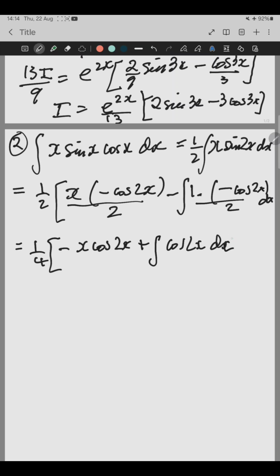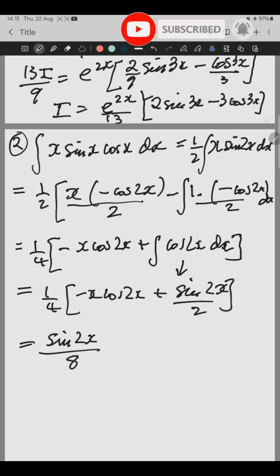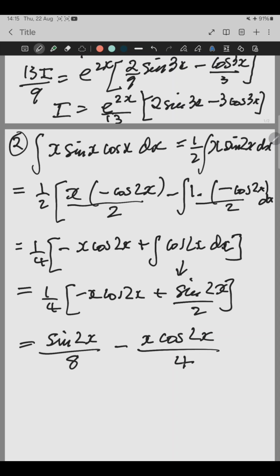Continuing from there, that's 1/4 of minus x cos 2x, and this integral here will be sine 2x over 2, and then tidying up we get, putting the positive term first, sine 2x over 8 minus x cos 2x over 4. So that finishes the second one.